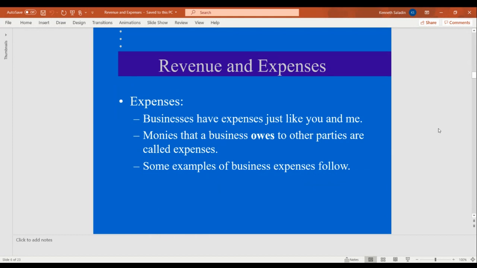So we quickly looked at the revenue side of a business. Let's go ahead and take a look at the expense side of a business. Businesses have expenses just like you and me. For example, I have a truck payment that I have to make with GM Financial. I have utility bills that I have to pay for water, electricity, gas, and waste removal. And I'm sure that you have bills like that as well. Monies that a business owes to other parties are called expenses. And some examples of business expenses are these.